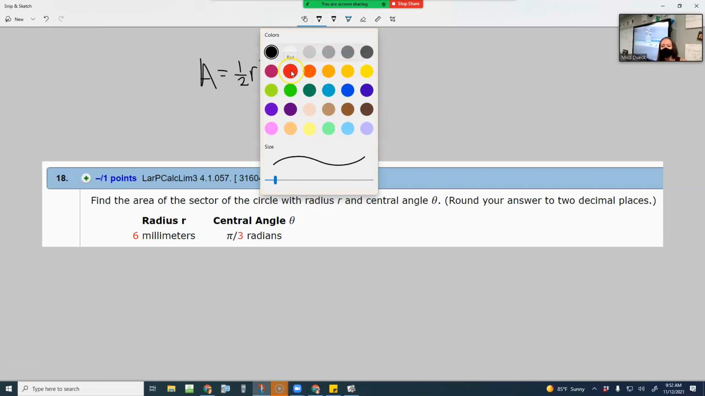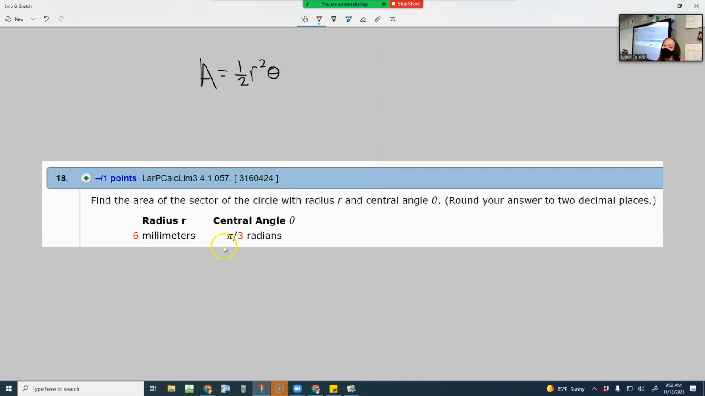Struggle bus. Nope. Pi is a calzone. Pi is a semicircle. This is 60 degrees.